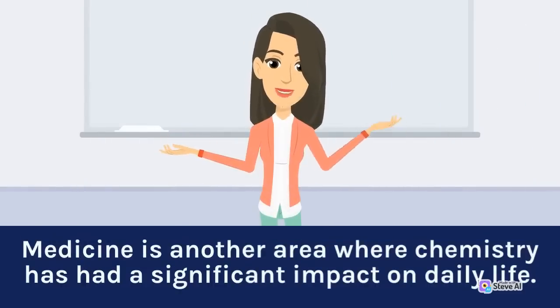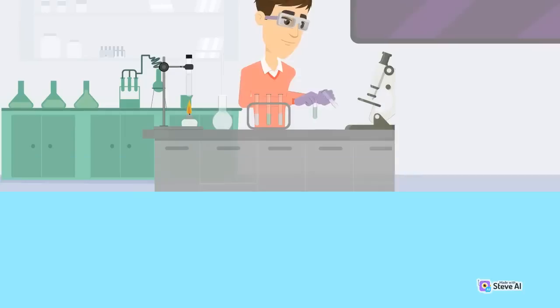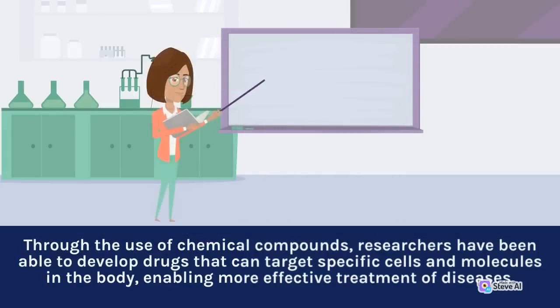Medicine is another area where chemistry has had a significant impact on daily life. Chemists have played a crucial role in the development of new drugs and treatments for a variety of diseases and conditions. Through the use of chemical compounds, researchers have been able to develop drugs that can target specific cells and molecules in the body, enabling more effective treatment of diseases.